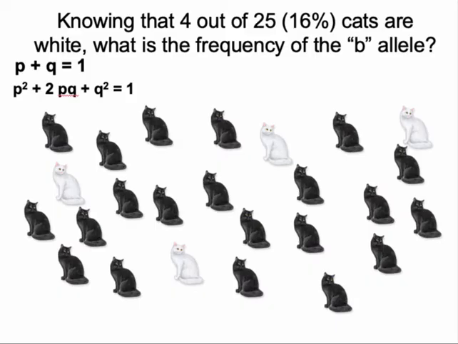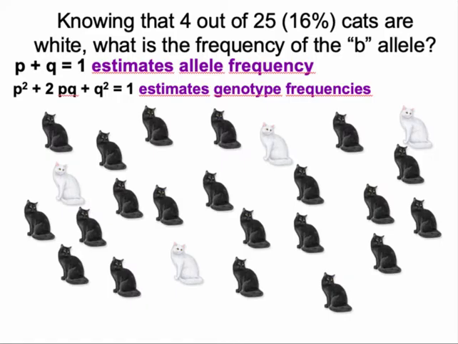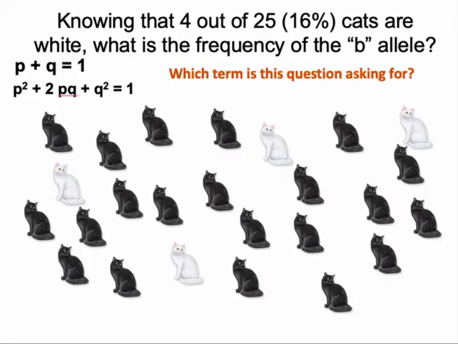So what is the frequency of the recessive allele? Which term is this asking us for? Keep in mind that the first equation estimates the allele frequencies, while the second equation estimates the genotype frequency. So what term is this question asking for? And this is asking us for q. The frequency of the recessive allele is the term q.